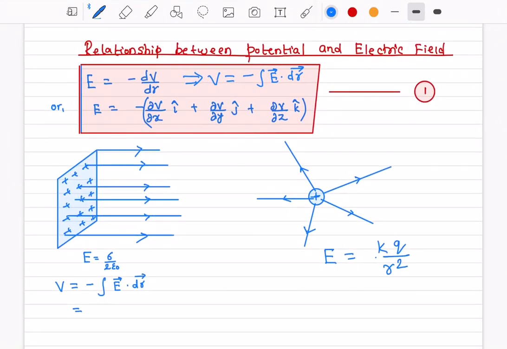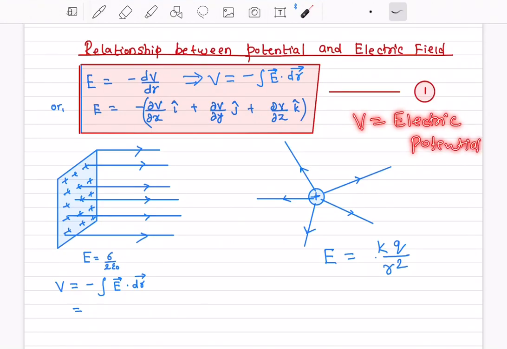In this video, I'll be talking about the relationship between the electric potential and the electric field. In the first lecture, I already talked about the relationship. What is the relationship between electric field and the electric potential? So V is the electric potential. E is the electric field. If we know either of them, V or E, we can find the other.